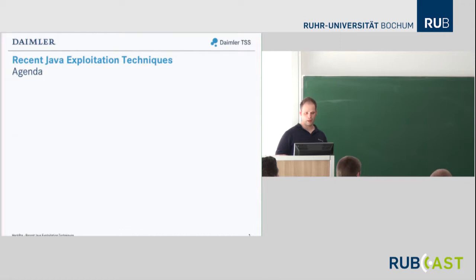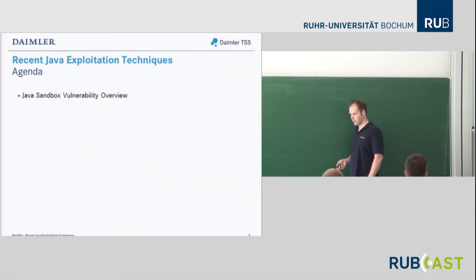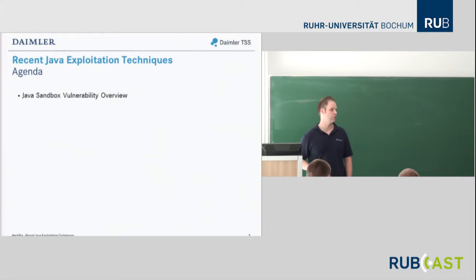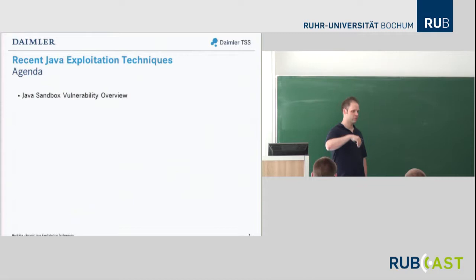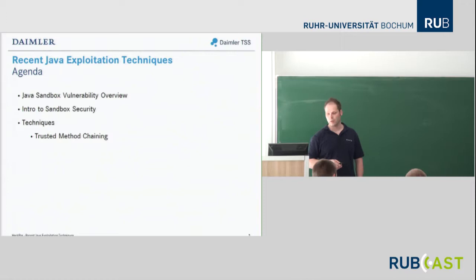Agenda for today. First of all, I want to give you an overview of the Java vulnerabilities from 2003 till now. It's just a short overview, just to summarize what has happened in 10 years. Then I want to give you an introduction to the Java sandbox security. Afterwards, I want to show you trusted method chaining. It's a specific exploitation or vulnerability, based on the Pwn2Own exploit of James Forshaw. And afterwards, I want to show you a short example of the reflection API abuse.